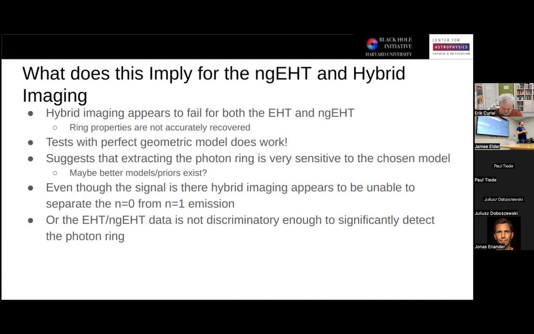But I think I tried to give myself a way out here. Better models or priors exist. So it is possible that a better model or a better prior exists and solves these problems. I would say the current incarnation is untrustworthy.